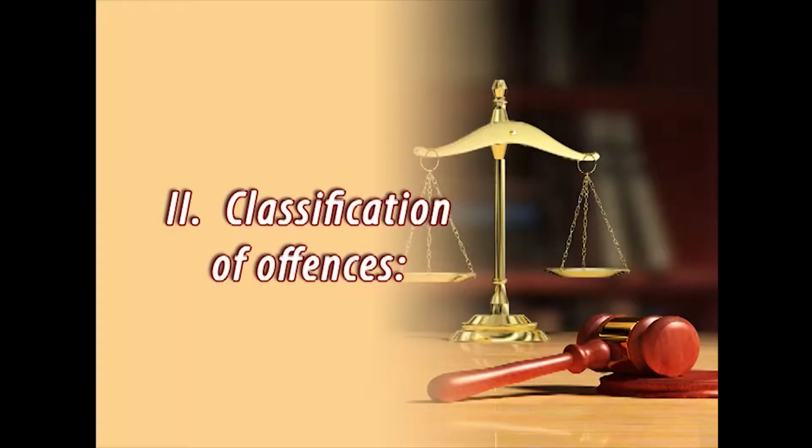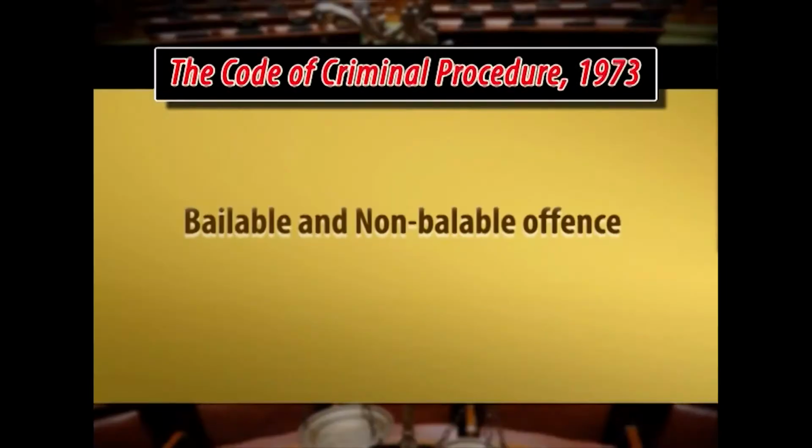In which we are going to discuss about classification of offences. So let's discuss it one by one. For the purposes of the Code of Criminal Procedure, the offences are divided into bailable and non-bailable offences, and the other division is cognizable and non-cognizable offences. We will discuss these offences one by one. First, we will discuss bailable and non-bailable offences.